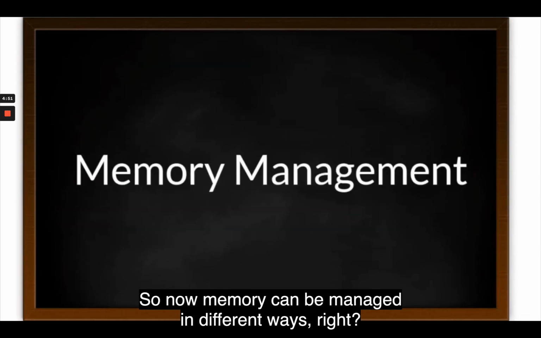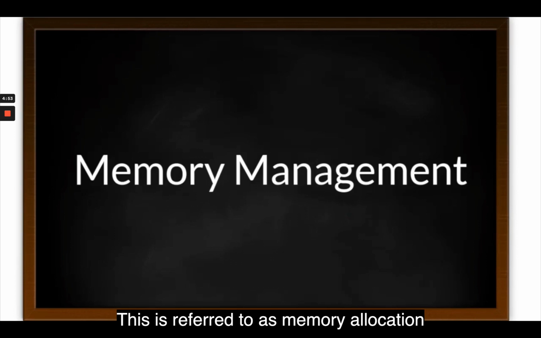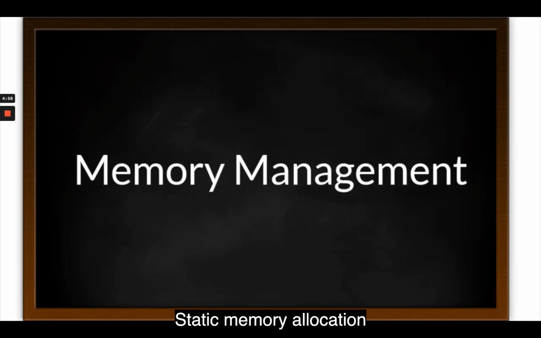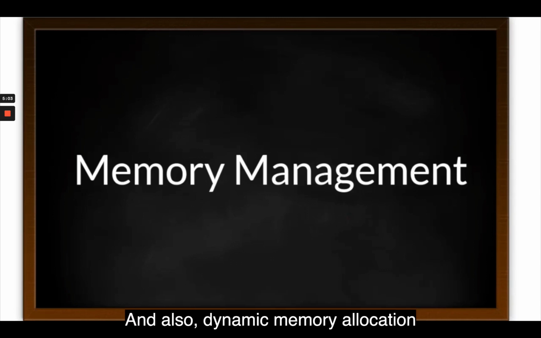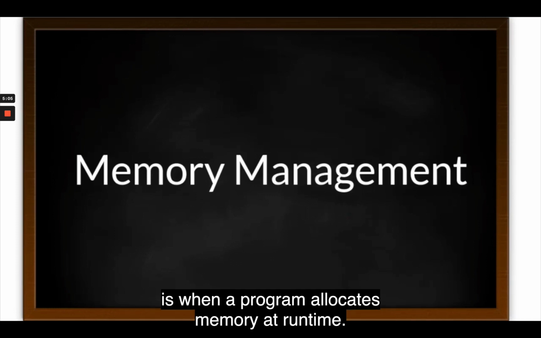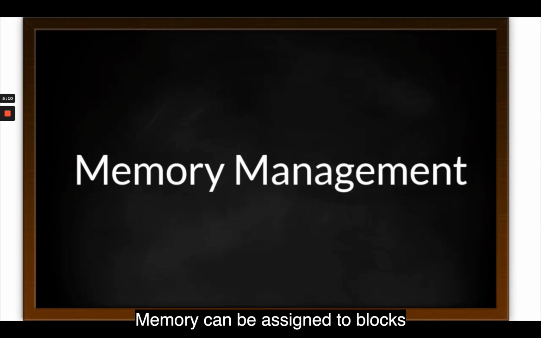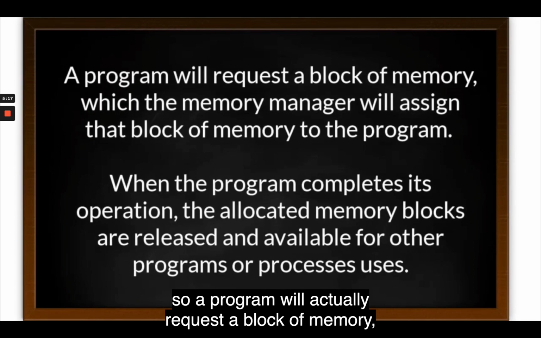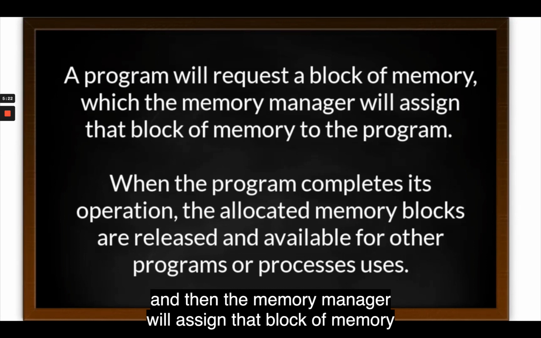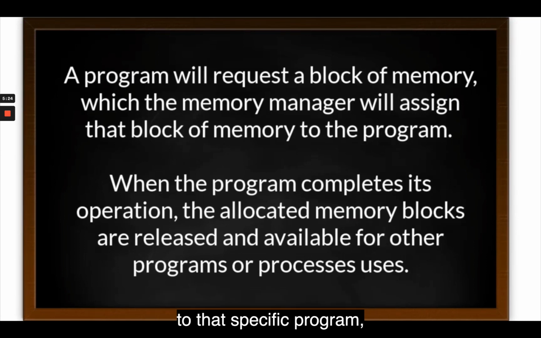Now, memory can be managed in different ways, right? This is referred to as memory allocation or memory management, right? Static memory allocation is when a program allocates memory at compile time. And dynamic memory allocation is when a program allocates memory at runtime. Memory can be assigned to blocks representing portions of allocated memory dedicated to running a specific program. So a program will request a block of memory, and then the memory manager will assign that block of memory to that specific program.